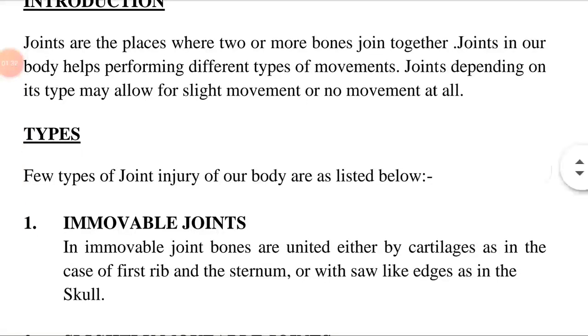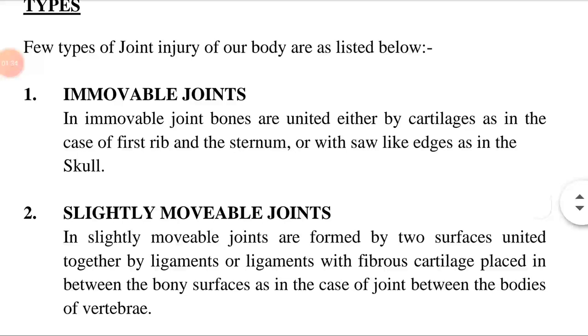As marked under immovable joints. Immovable joints allow no movement because the bones at these joints are held securely together by dense collagen. That is known as immovable joints. In immovable joints, bones are united either by cartilage, as in the case of the first rib and the sternum, or with saw-like edges, as in the skull.